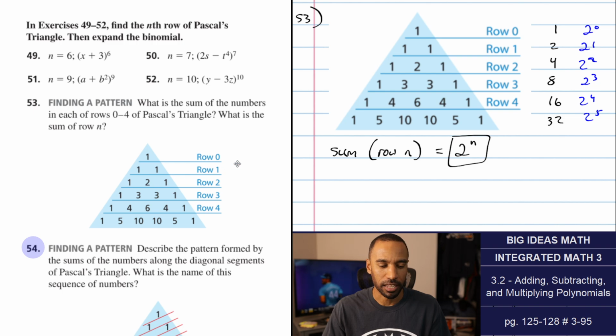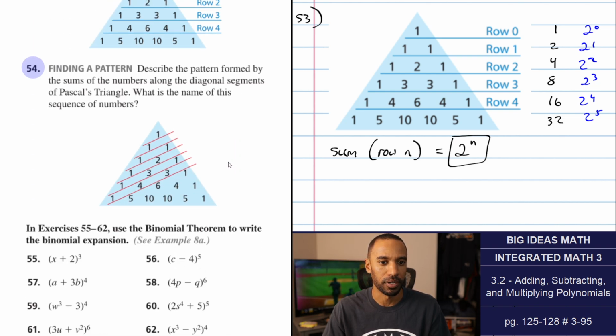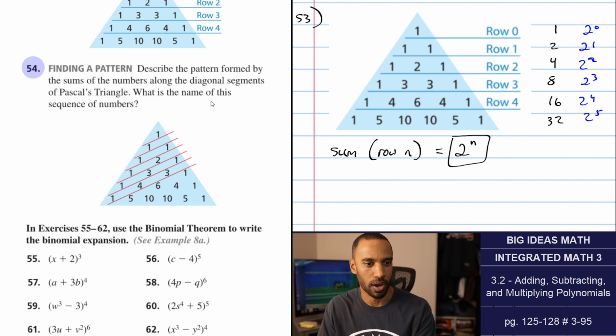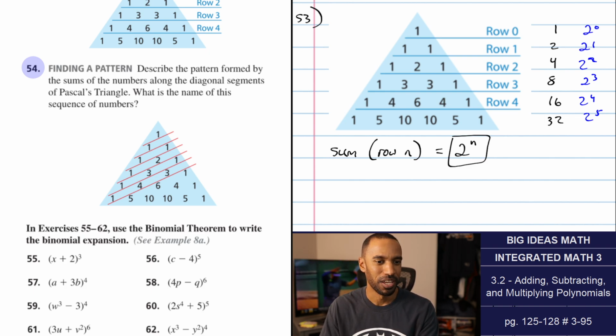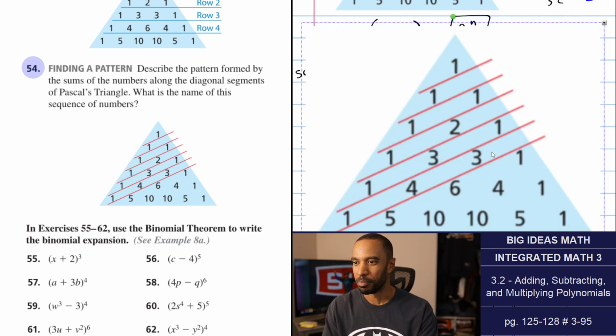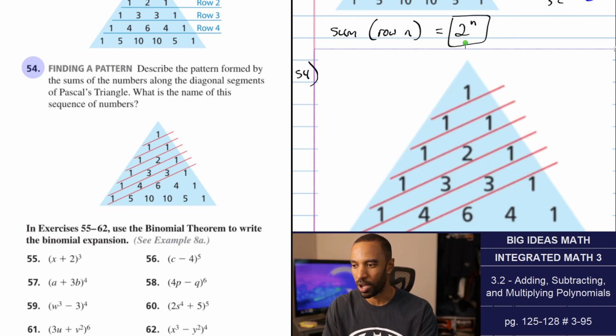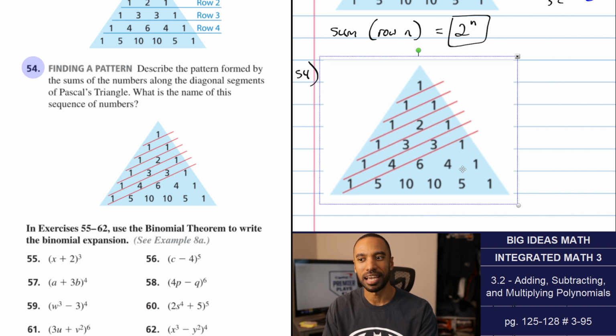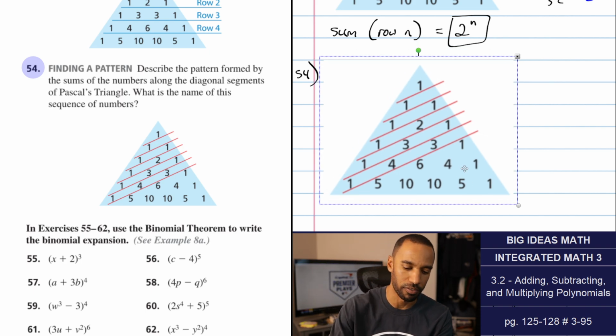All right, 54. Finding a pattern. Describe the pattern formed by the sums of the numbers along the diagonal segments of Pascal's triangle. What is the name of this sequence of numbers? Oh, I mentioned this one. I didn't show you visually, but I said it out loud. I don't know if you heard me say it during the lecture or what. But again, Pascal's triangle, guys, it has a lot of things. These are just 2 of them.